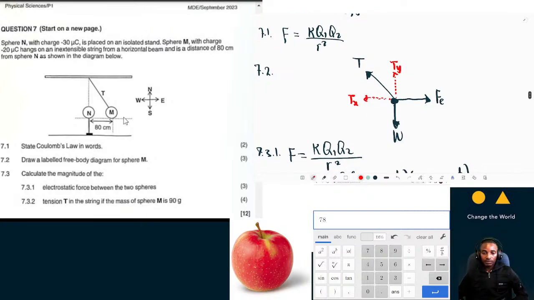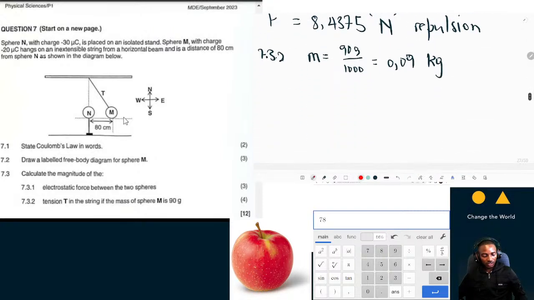Okay, so now this sphere is not moving. So the acceleration in the x direction and in the y direction is 0. So I'm going to apply Newton's second law and determine the F net in the y direction and also in the x direction using the components of the tension. This should be T.